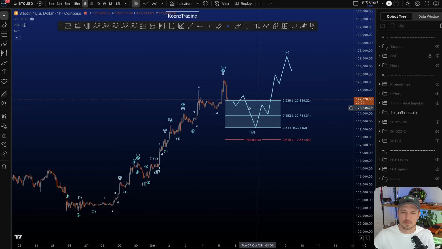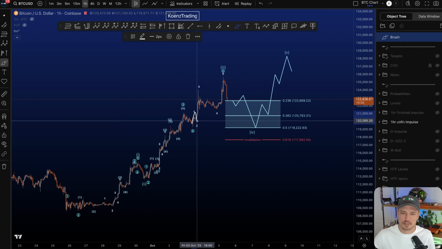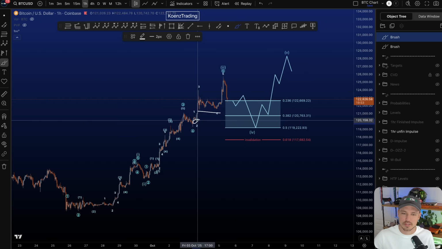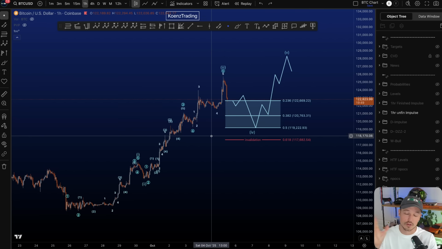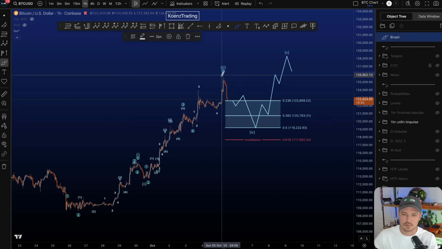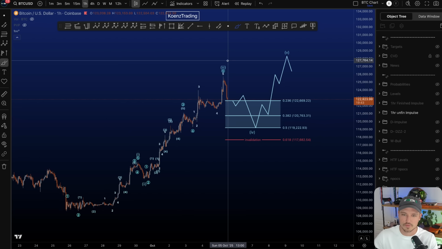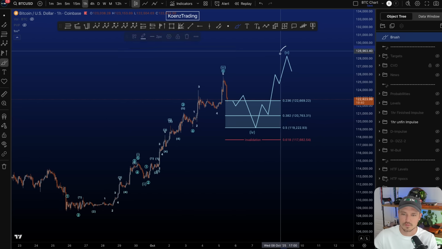Sure, getting another 4 or 5 would be nice. Then this is a 1, 2, 3, 4, 5 as counted. Wave 4 did not touch the 0.618, taken from low of 2 to high of 3. So no invalidation touched, got close, but not touched. And then this final leg up is counted as your wave 5. So 1, 2, 3, 4, 5 to then finish 3, potentially look for 4 and 5.